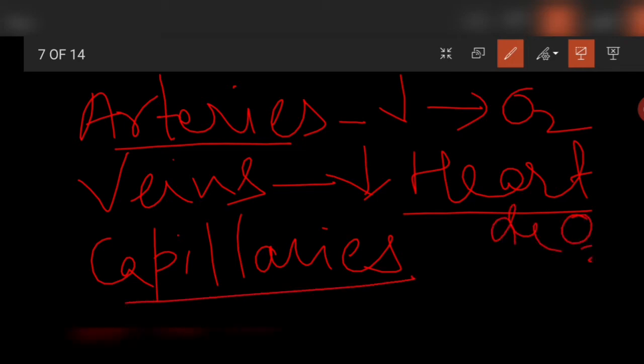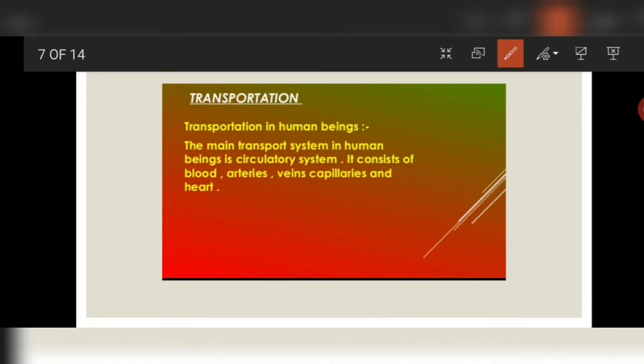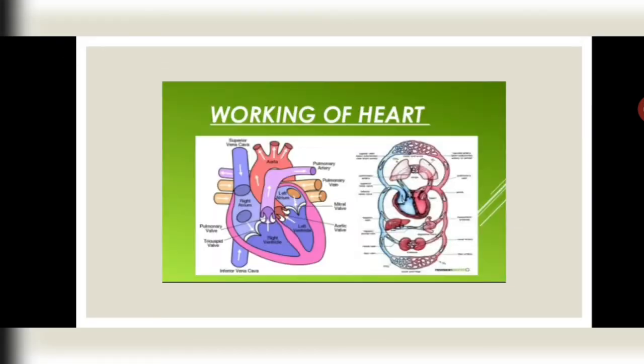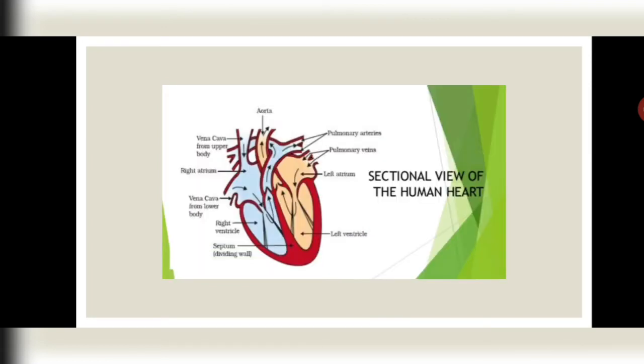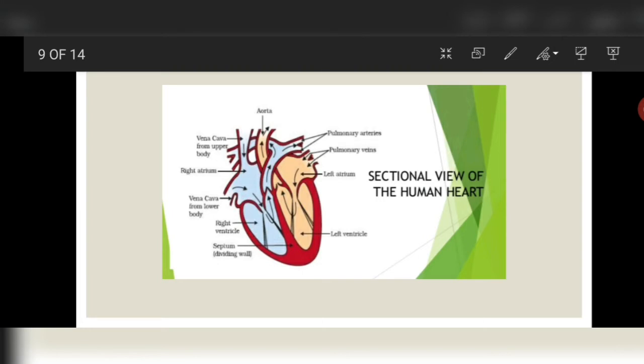Capillaries are thin blood vessels which make the reach of oxygen, carbon dioxide and food possible for all the cells in the body. Clear? So let us now move forward to the human heart. This is the human heart, children. Let us now understand the sectional view and parallelly understand the working of the human heart. The human heart consists of 4 chambers. Yes, it is a 4-chambered heart.